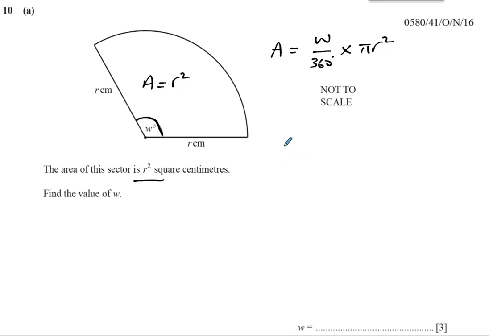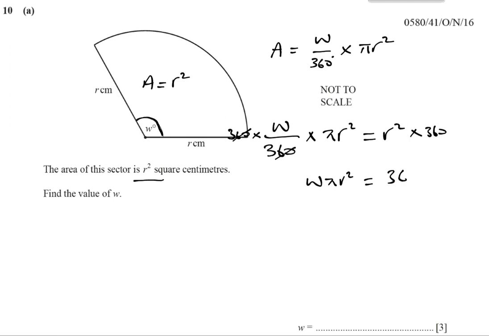So we can just make an equation from this. We say w over 360 times pi r squared is equal to r squared. Now I want to find what w is, so we're going to basically multiply both sides by 360. So if I multiply this side by 360, I multiply this side by 360, they're cancelling out on this side, so I'm left with w times pi r squared equals 360 r squared. Now I want to find what w is, so I'm going to divide both sides by pi r squared. So I'm left with 360 r squared over pi r squared. The r squareds will cancel out, and we're left with w is equal to 360 divided by pi.